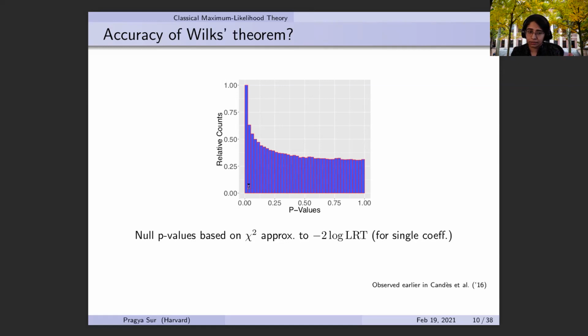So basically, we get this histogram of null p-values, and we expect to see this to be uniform if the chi-square distribution is a good approximation. But what you see instead is this picture. So let's look at this picture. I mean, clearly you can see that there is a massive spike at 0, and then we have this decay. So p-values are far from uniform. This phenomenon in itself was observed in the context of a work done by Candes et al. in 2016 in the area of multiple testing.